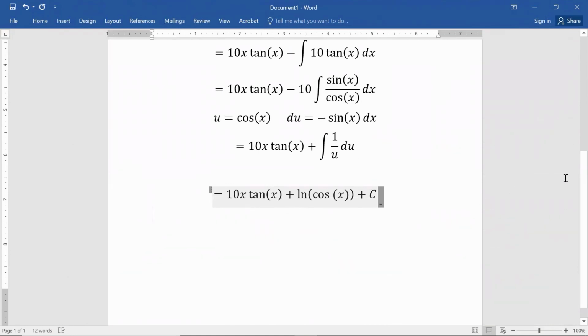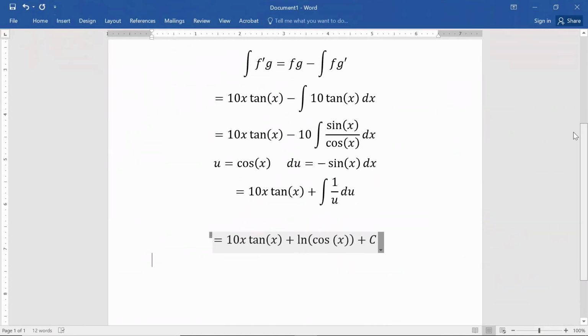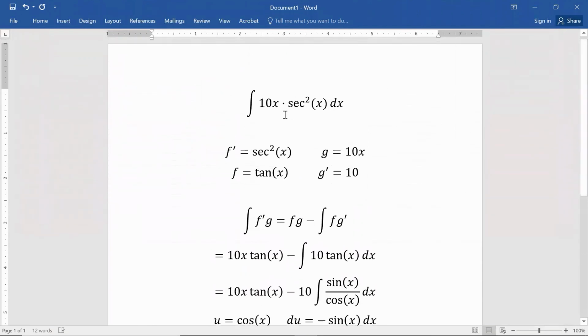As you can see in this example, it was another polynomial times trig function. If you have a polynomial times a trig function or a polynomial times e to the x, we're going to make that polynomial be the g, and then our f prime is going to be the trig function or e to the x. But there you go. That's how you do that problem.